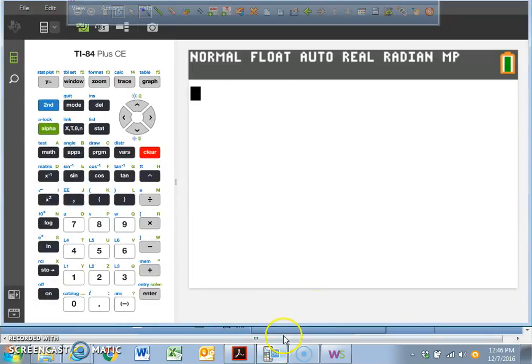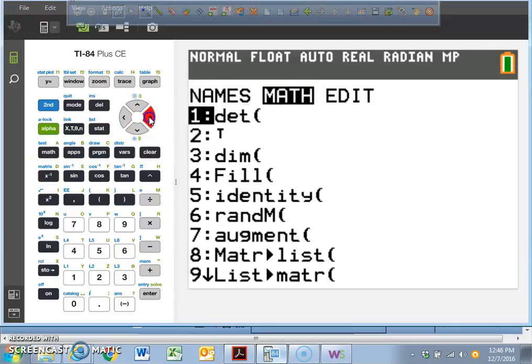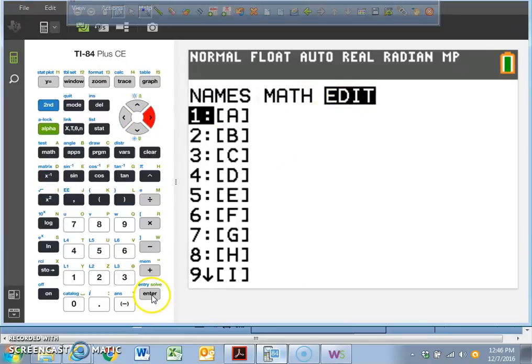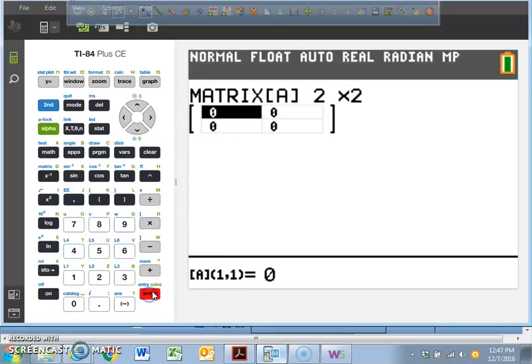Here we go. First thing you do, hit the second button. Go to the word where it says matrix, where that's the X to the -1. Go to the right where it says edit, and press enter. And I need you to make a 2 by 2. All right. So Peyton, what goes in the 2 by 2? Give me row by row. 2 and 4. And then 3 and -1.